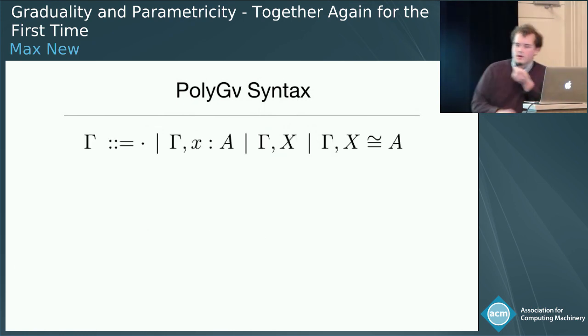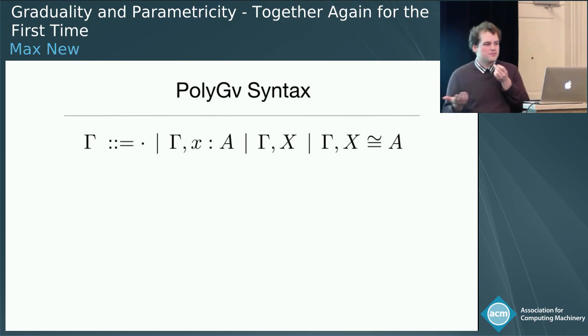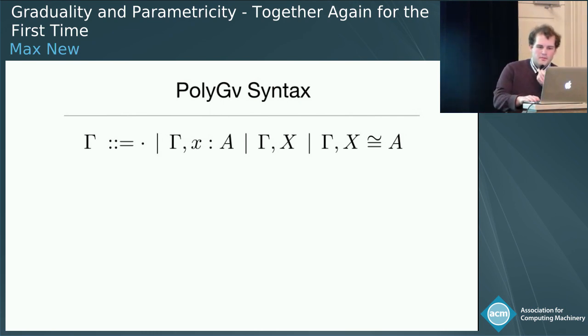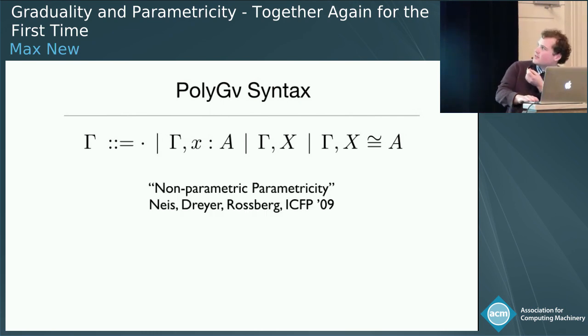Okay, so we've extended the context. We have normal variables, and then we have the abstract type variables as usual in System F. But then we have this new notion of a known type variable, or a type name definition. And this idea of the known type variables we borrowed from this paper, Non-Parametric Parametricity.